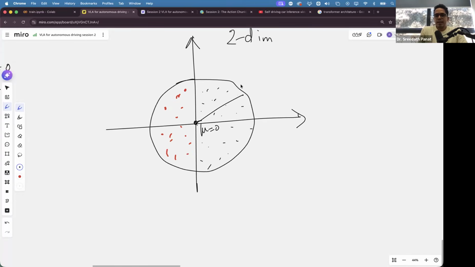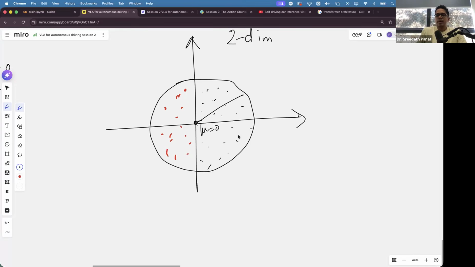Now, I'm not saying it is exactly how it looks like. I'm just giving an example. Can you tell me what these black dots correspond to and what these red dots correspond to? The black dots may correspond to the actions when you drive on the right. Red dots may correspond to the actions where you are driving on the left.